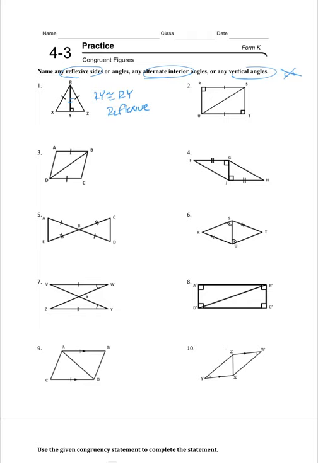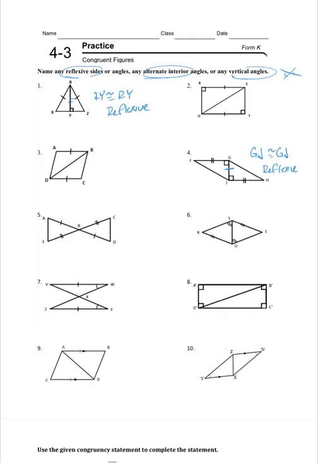All right, so I look at number 4, for instance. Again, I see this side that's shared, so I'm going to go ahead and mark that side congruent. There are no parallel lines marked, and there are no vertical angles, so that is the only thing I can say. So GJ is congruent to GJ by reflexive.